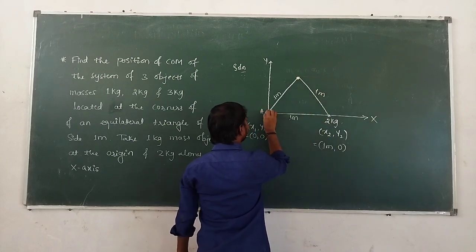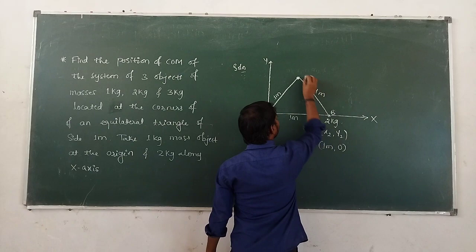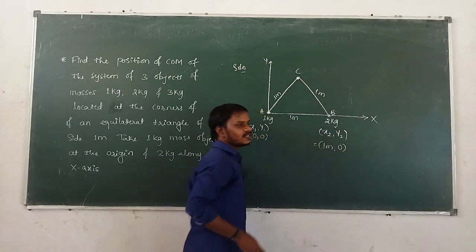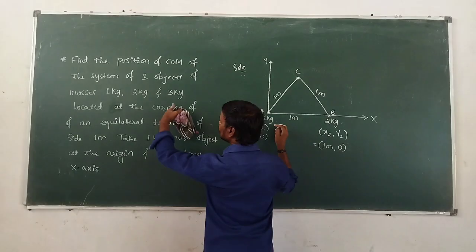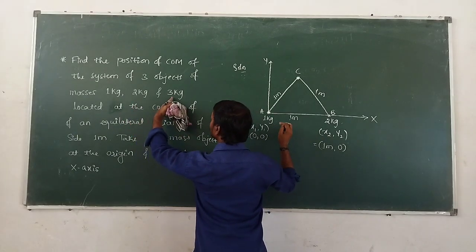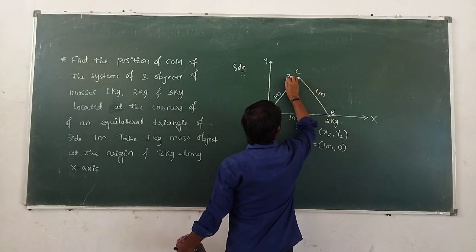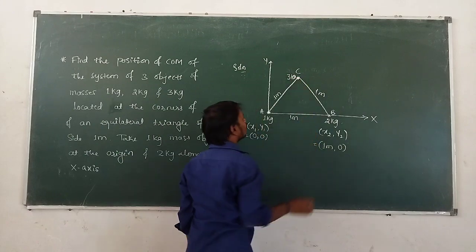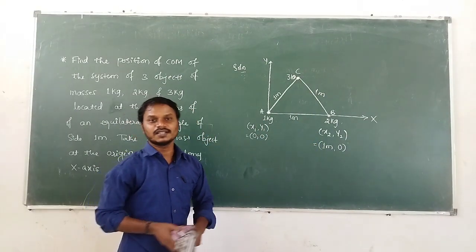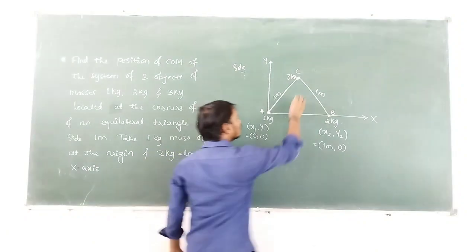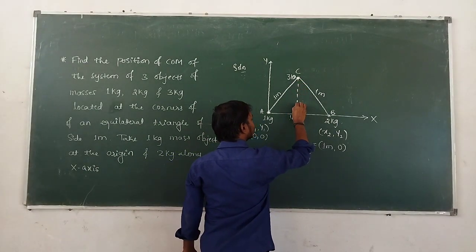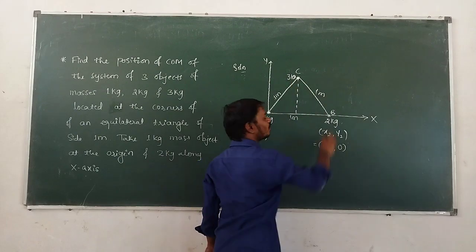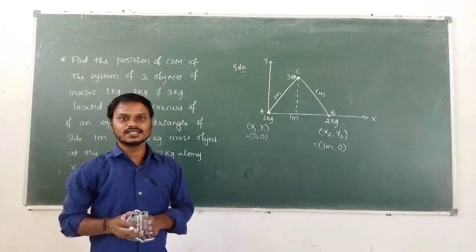Then next I will take the third particle here. I will take it as A, B and this is C. The third particle is taken at the corner C. So what is the mass of the third object? That is 3 kg. Then we have to find the coordinates of 3 kg. How to find the coordinates of 3 kg? First we have to find the x coordinate of 3 kg because 3 kg is in the xy plane.